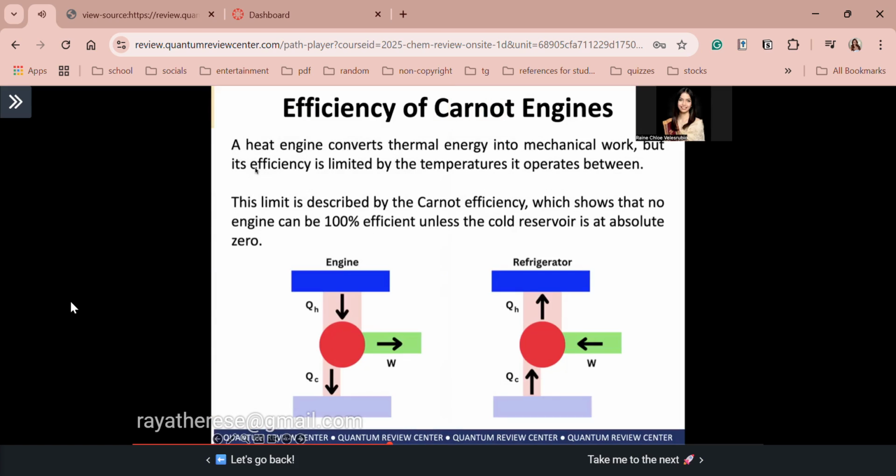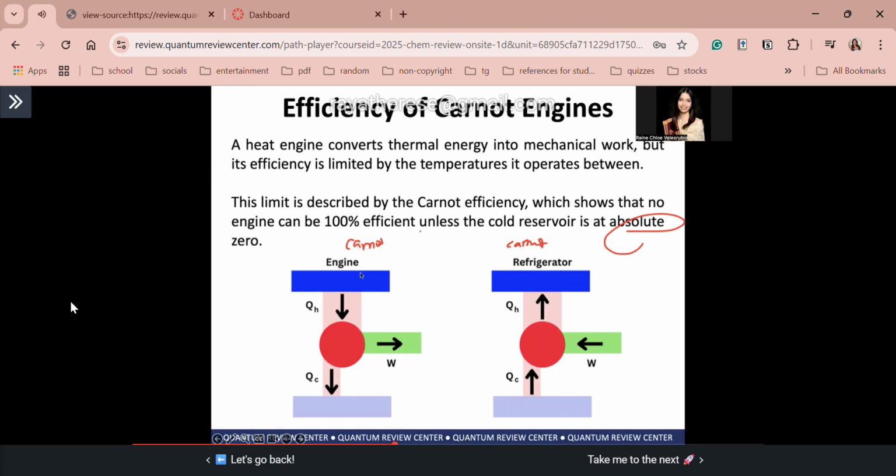Diba? Very easy. Ayan. So now guys, let's analyze the efficiency of Carnot engines. Okay? So tandaan nyo lang that a heat engine will convert thermal energy, it will convert heat into mechanical work. Pero syempre guys, yung efficiency nito is very limited, depending on the temperatures of the hot and cold reservoirs. Now, this limit is being described by the Carnot efficiency. And the Carnot efficiency will prove to us that there is no such engine na 100% efficient. Kasi in order to be 100% efficient, the cold reservoir must be at absolute 0 Kelvin. Okay? So guys, with that, let's differentiate a Carnot engine and a Carnot refrigerator.